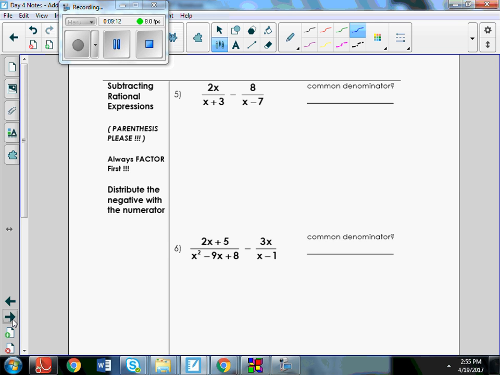Okay, the subtracting. Like I said, I don't subtract. It's just easier. So plus minus. I just distributed the negative sign. Now it's just an addition problem. Okay? So what's my common denominator?